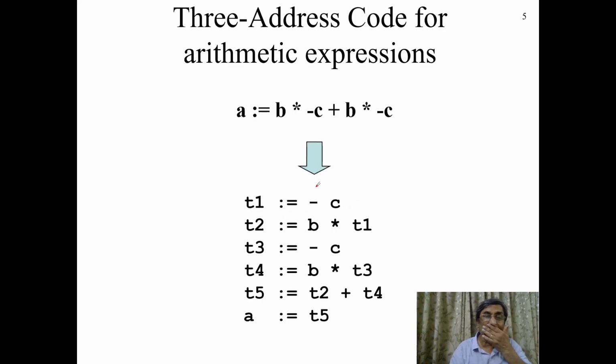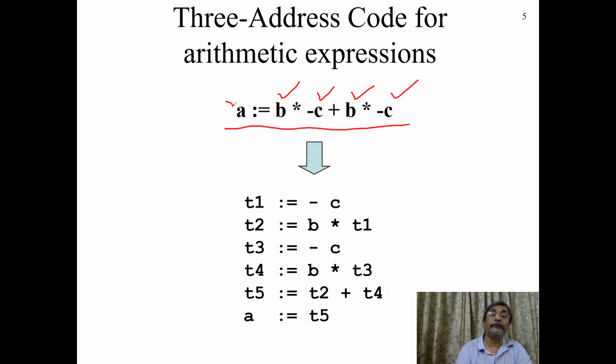Let us look at some more examples of three address code. See that in this particular code, how many addresses are used? 1, 2, 3, 4, and 5. So this is not in three address code. If I want to make it three address code, then we have to introduce temporary variables like T1, which is assigned minus C, then T2 assigned B into T1, T3 assigned minus C, T4 assigned B into T3, then T5 assigned T2 plus T4, and A is assigned T5.